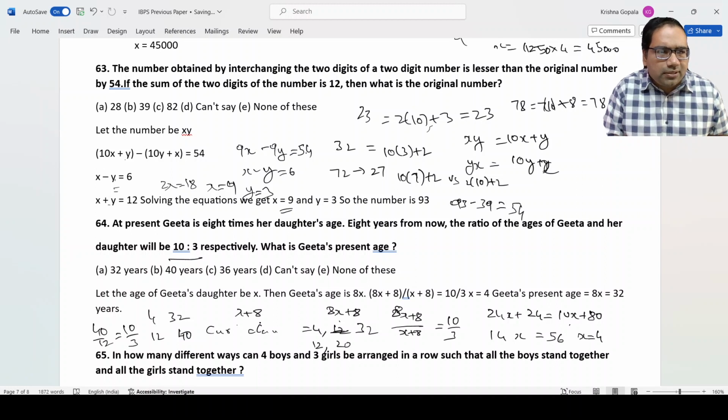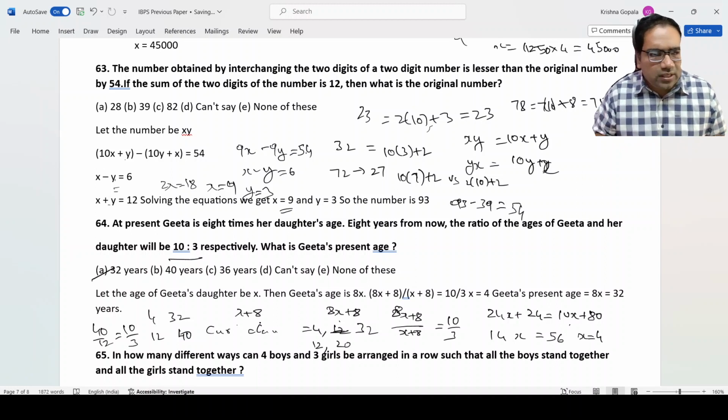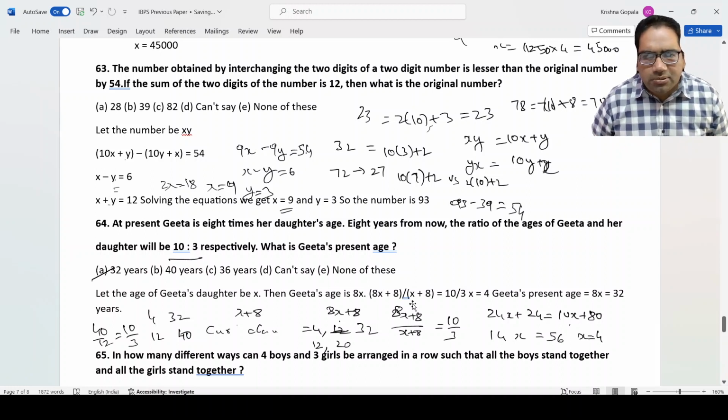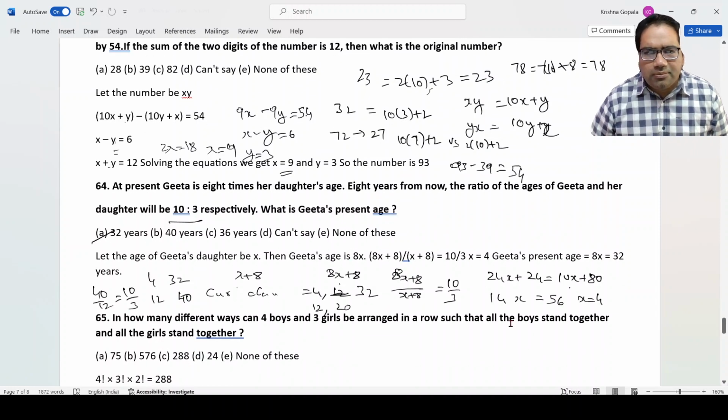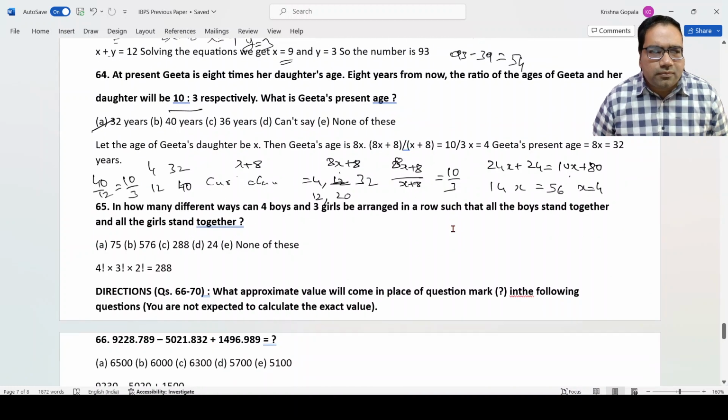Geeta's current age is 32. This is also an easy problem. The only thing is we must be able to write this equation: 8x plus 8 by x plus 8 equal to 10 by 3. This is an easy problem.